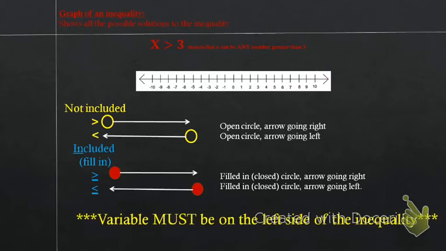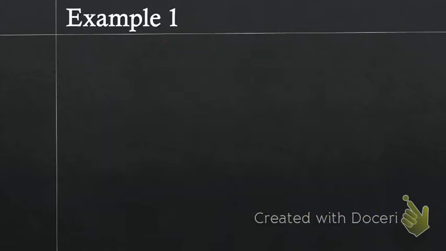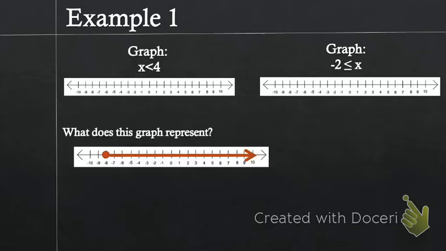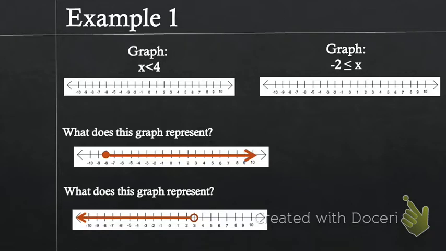Okay, variables must be on the left side of the inequality. Make sure your x is on the left side. For example, here we have x is less than 4. It is a less than sign, so I have an open circle on 4. It says x is less than, so numbers that are less than 4, we're shading to the left.